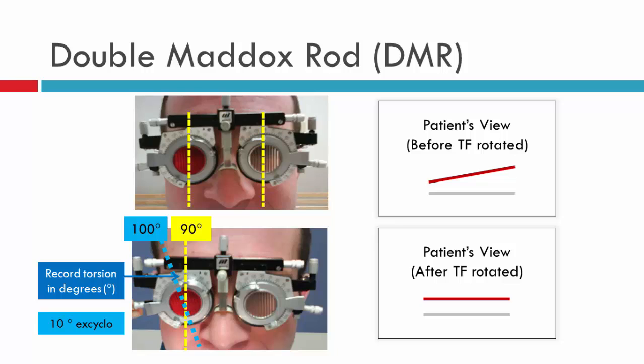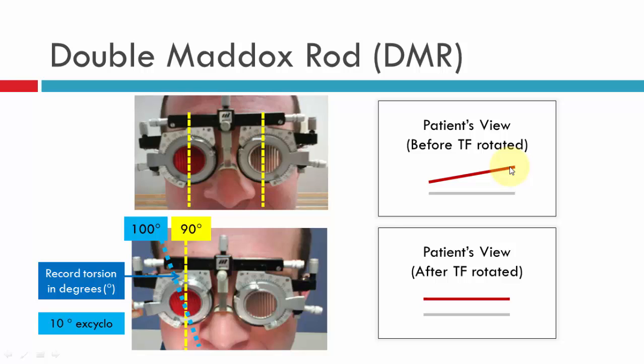Let's go through an example where a patient is noticing an intorted image. So in this instance, as you can see here, we would put the Maddox rod such that they are sitting at 90 degrees, both for the right eye and the left eye. And what the patient will see is 2 images. From the left eye, they will see a horizontal image, and the right eye will produce the tilted image. In this instance, it's an intorted image.